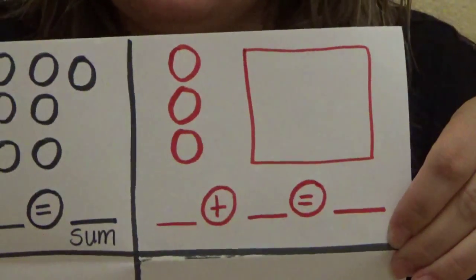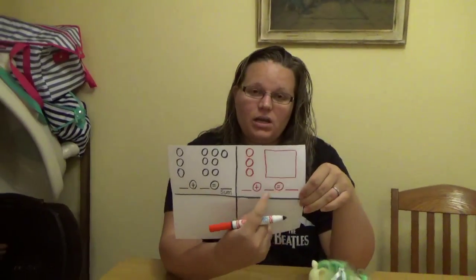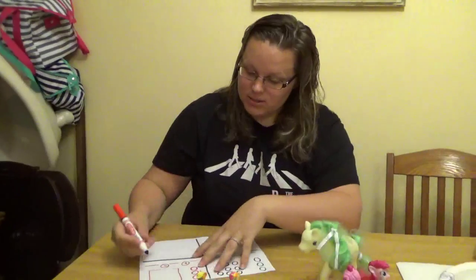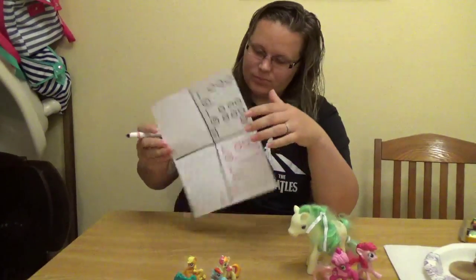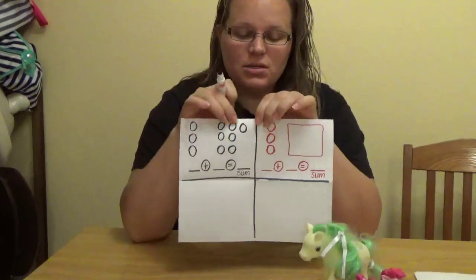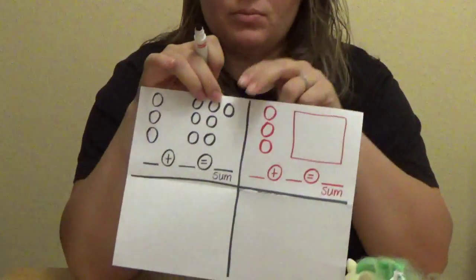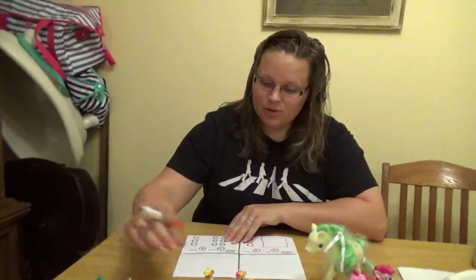Remember, these are my addition sentences, or we can also call it an equation. And the answer is going to be the sum. How many in all? This side over here are the cookies, and this side over here are the ponies. Boys and girls, at the bottom, there are 2 extra spaces at the bottom of the paper.